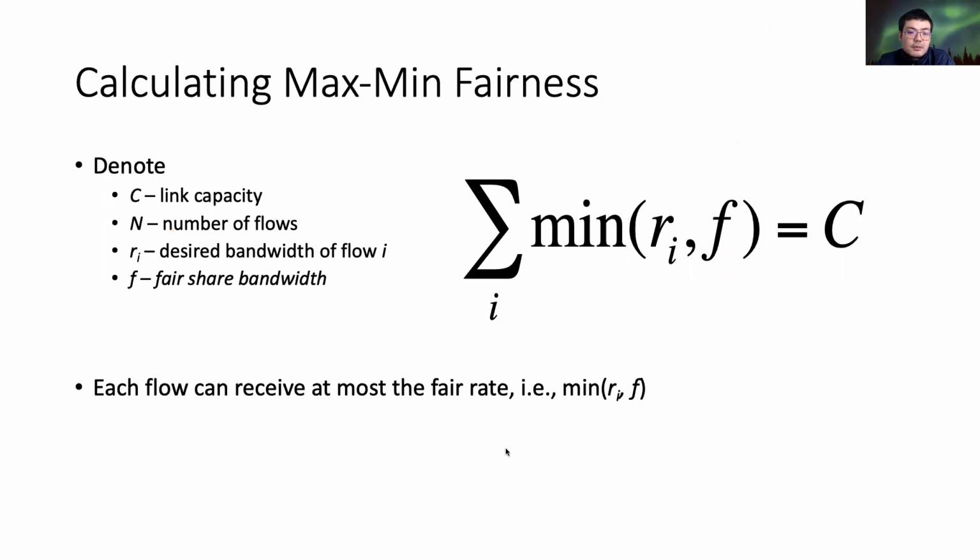Any questions? So here we are making sure each flow can receive at most the fair rate, which is min(R_i, F). The intuition is that if your R_i is not too high, whatever bandwidth you request, I give you. But if you request too much, then I cut off at F. You cannot go beyond, which is the fair rate. And this F is computed based on the current saturation and how many flows you have.